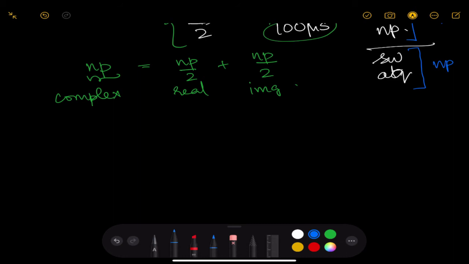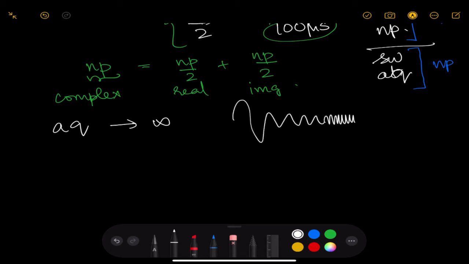So the first question that we have is: what happens if you acquire forever, meaning that you set the acquisition time to infinity? What does this indicate? After your oscillation has died down, what if I continue to record? The problem will be that after your FID has died, you're going to be picking up something called noise.